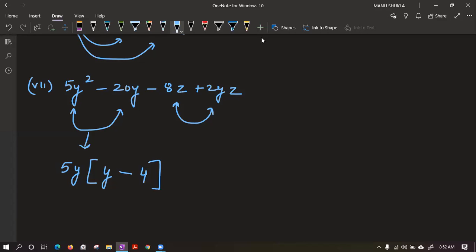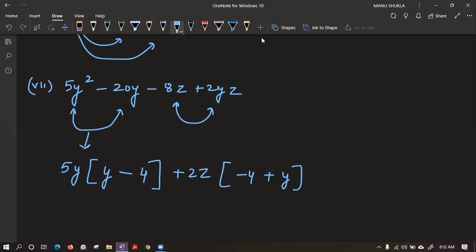Now we have to be very careful what to be taken common. This time we can take common as, I think, 2z. So let's take common 2z, plus 2z. I am taking common. Let's see what is left behind. Minus 4 plus y. Yes.